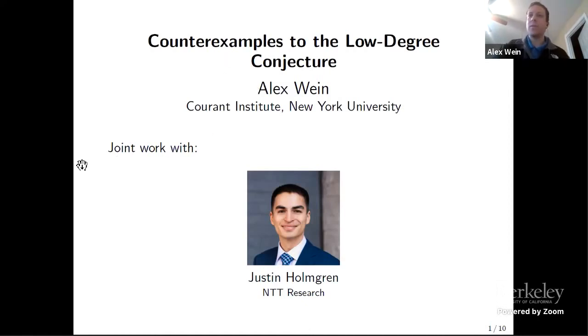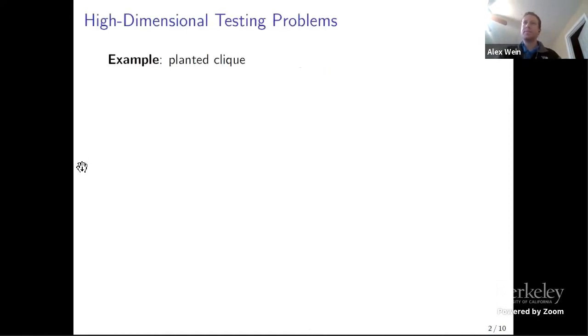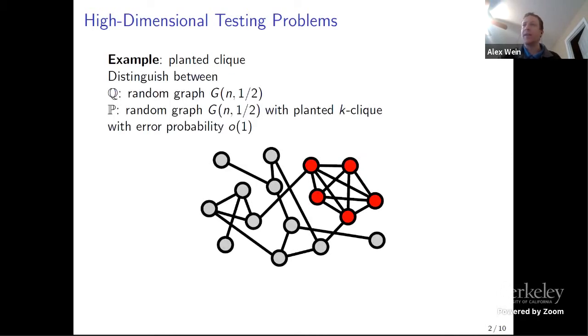Okay, so this is joint work with Justin Holmgren. I want to talk about these high dimensional testing problems. For example, this problem you may have heard of is called planted clique. Planted clique is about distinguishing between two different distributions. In the first distribution, which we call the null model, you just get a random graph with n vertices, where each possible edge occurs with probability 1/2.